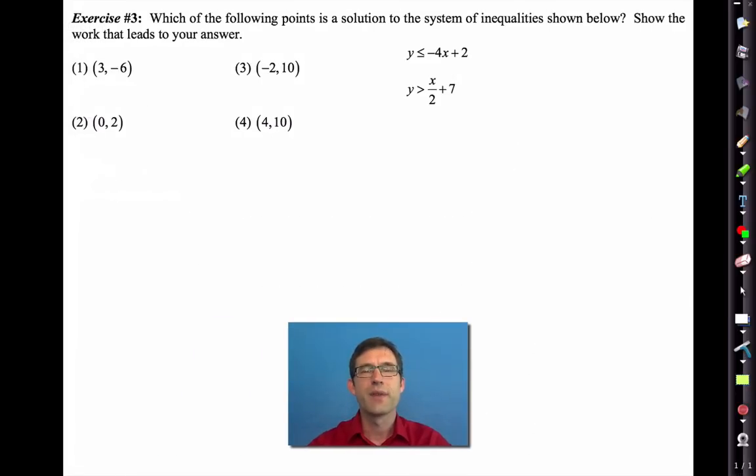Exercise 3. Nice little multiple choice problem. Which of the following points is the solution to the system of inequalities shown below? Show the work that leads to your answer. Well, we have no graph paper here. If we had a piece of graph paper, we could do the full-on problem, graph it all, and then simply plot the 4 points.